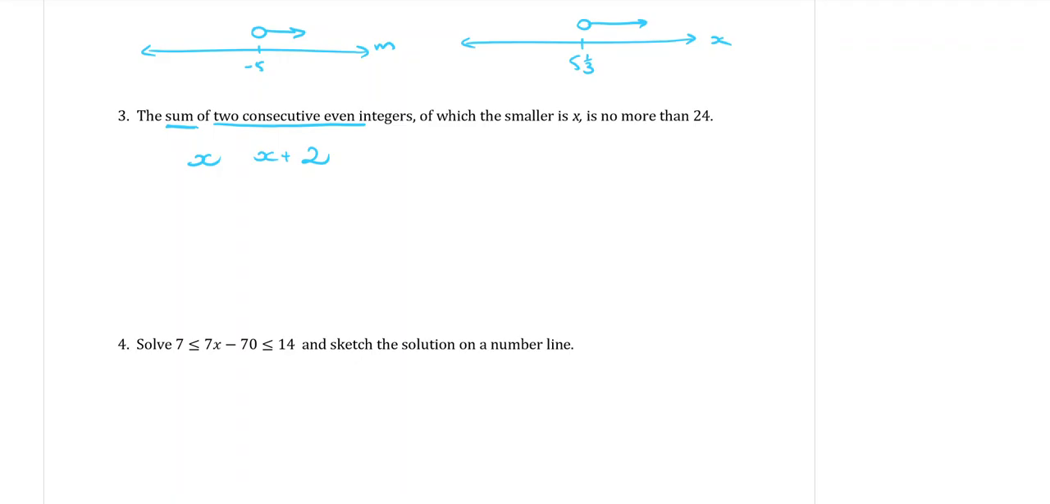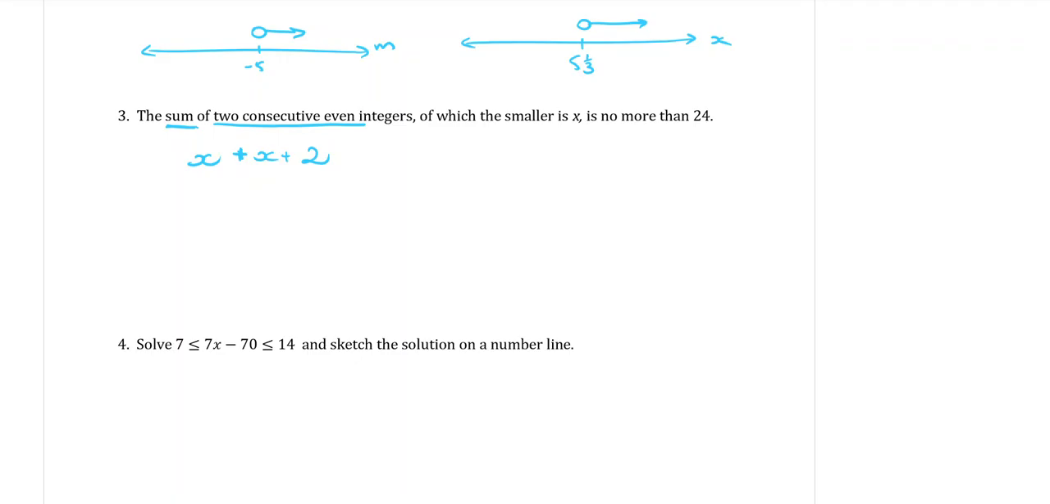I want to have 6, skip the 7 and go all the way on to 8, which is why I'm adding 2 on instead of 1. So these are my two terms, if you like, and I want to add them together because it told me to sum them. And then it says the sum of the two consecutive integers of which x is smaller, so x is the smaller number, I added 2 on to get the bigger one, is no more than.